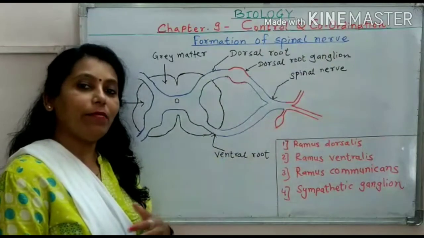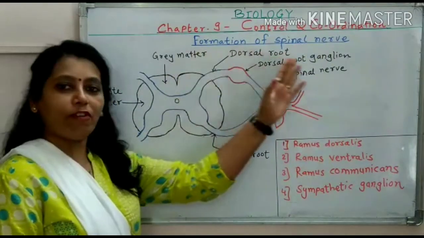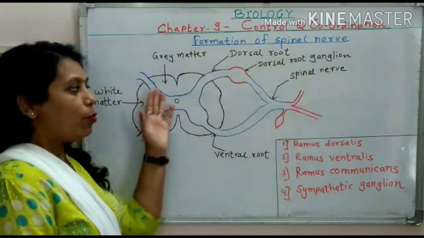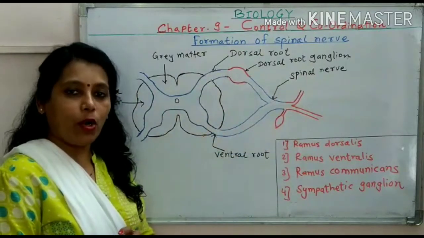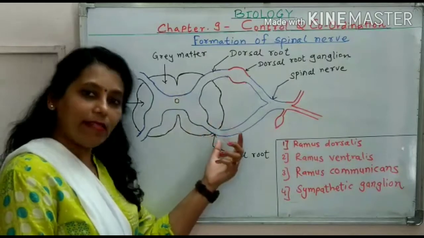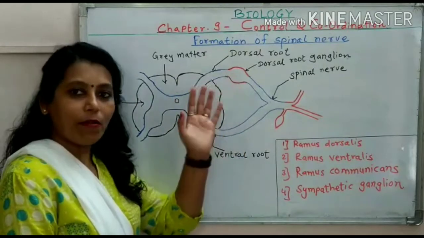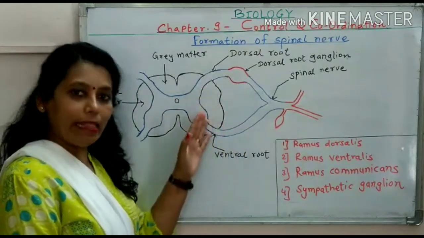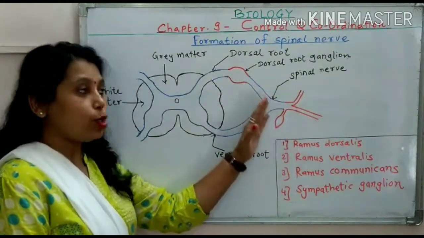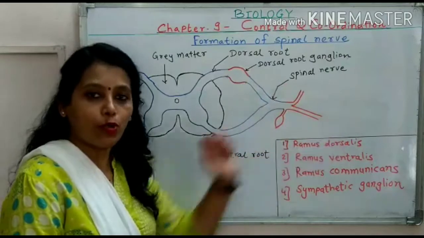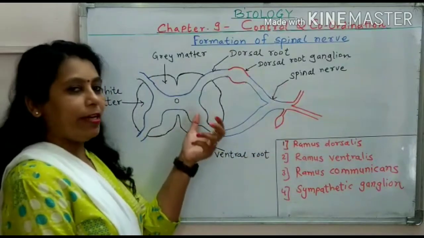The question may come, write a note on formation of spinal nerve. At that time, you will have to draw this diagram. You have studied TS of spinal cord. That diagram and this diagram are more or less similar. Only in this diagram, the extension part is there, because here you are showing the nerves also. Now, let us come to the diagram.